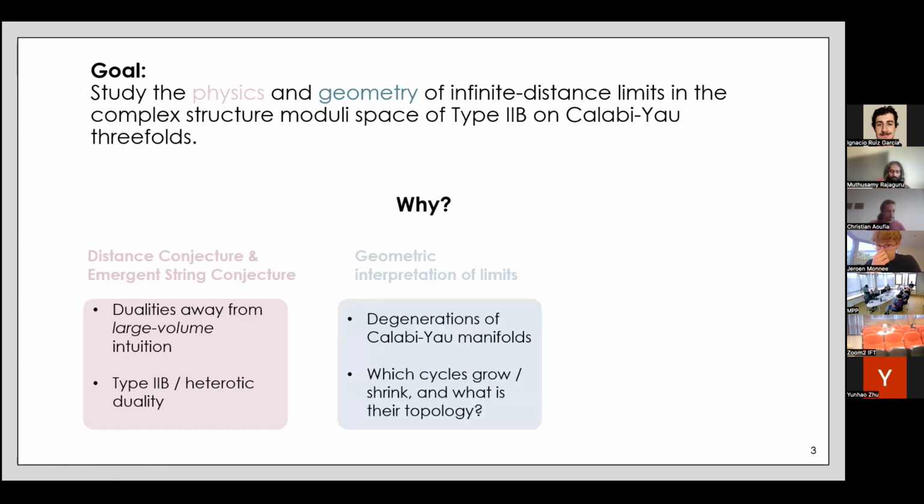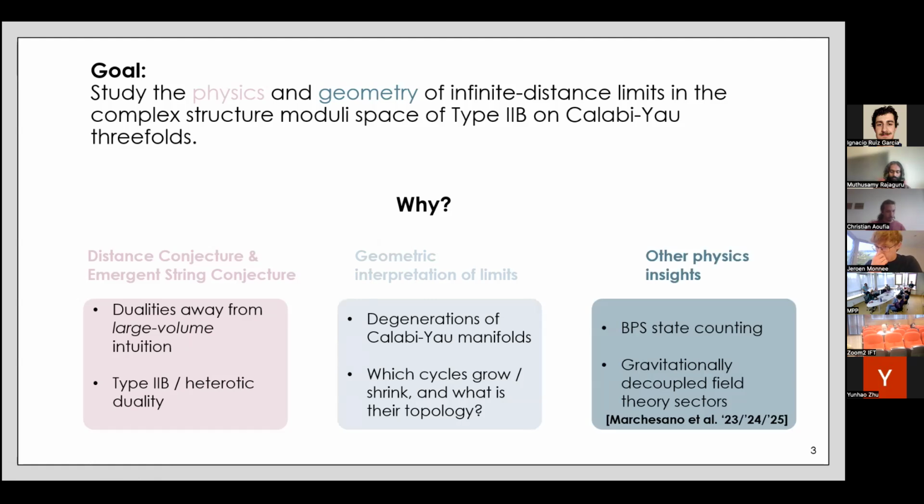But beyond that, you can also ask some more geometric questions, like how much can you say about what happens to the Calabi-Yau in these limits? How does it degenerate? And in particular, what can you say about cycles that grow, shrink, and what their topology is? And along the way, you will also encounter some other interesting physical insights, namely, we propose some prediction for BPS state counting, and we also study gravitationally decoupled field theory sectors, as has received a lot of attention in these recent works by Marchesano and collaborators.